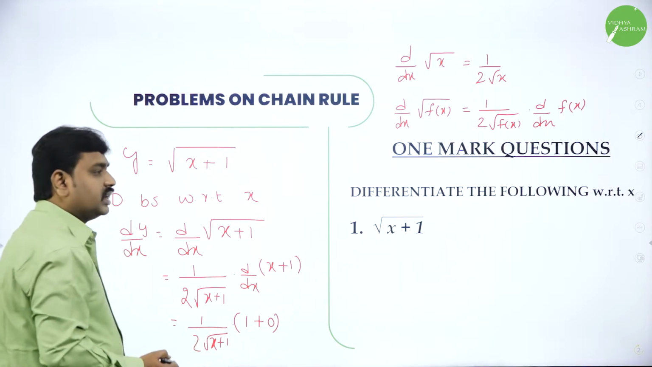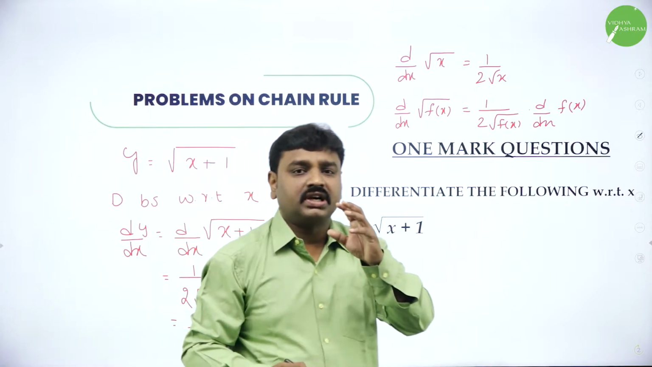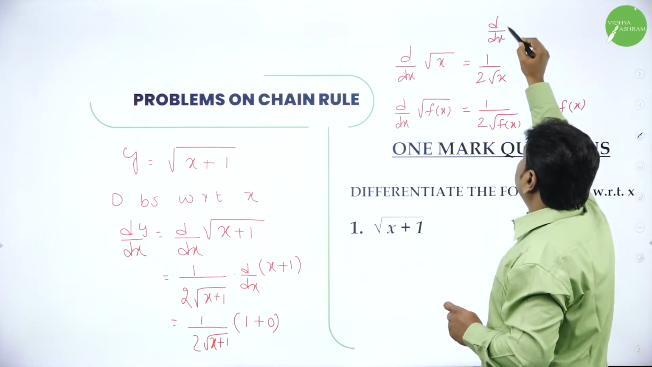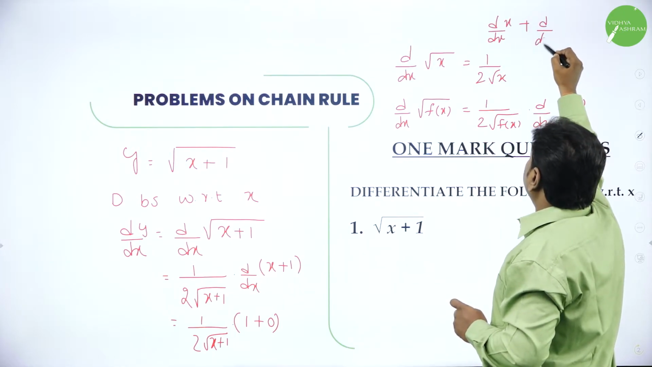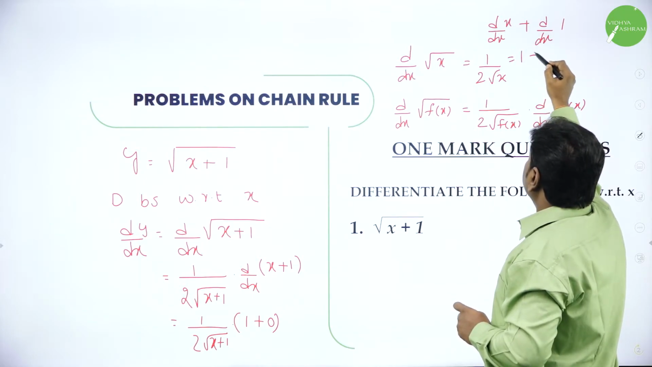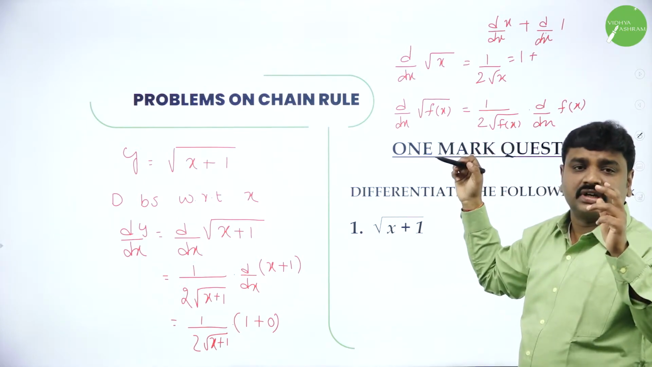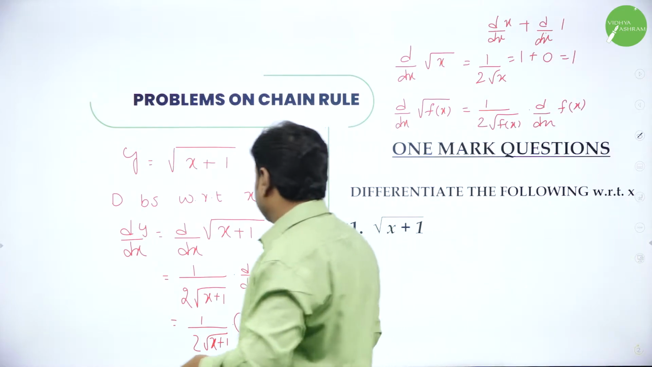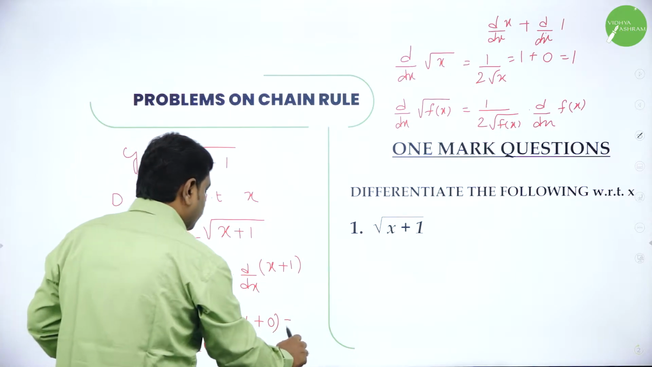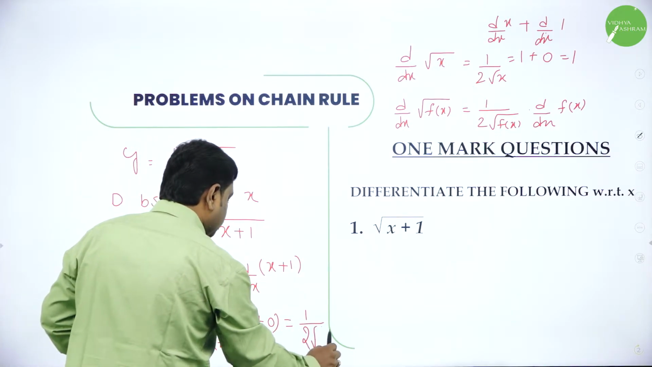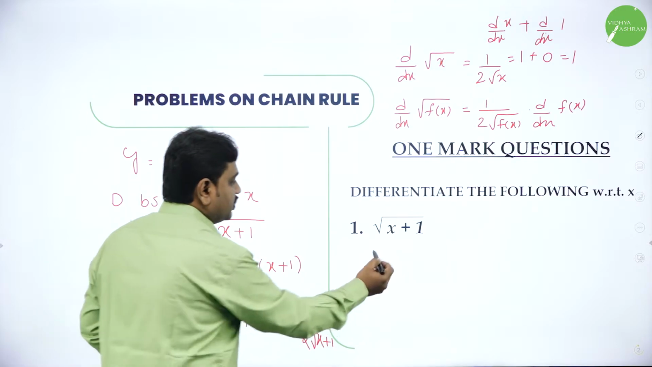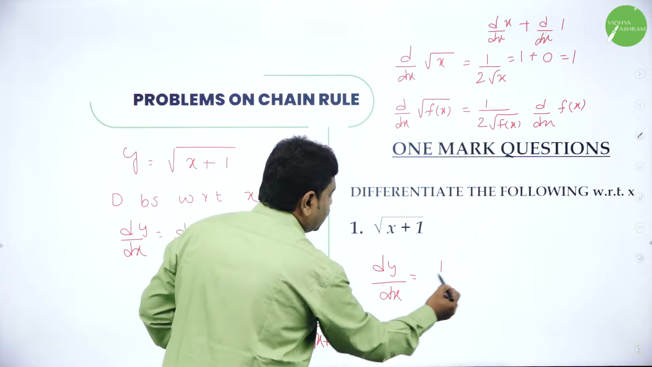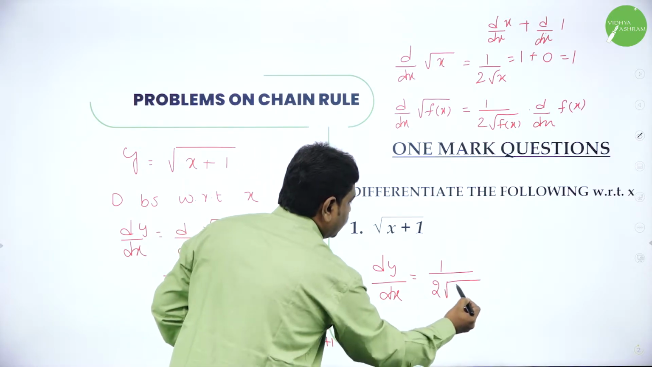All of you know derivative of a number, a constant, is 0. Here d by dx of x is done separately, and d by dx of 1 separately. d by dx of x is 1, and derivative of a constant is 0, so 1 plus 0 becomes 1. So finally we got 1 by 2 root of x plus 1. If you multiply, it will become 1 by 2 root x plus 1. So for this problem, dy by dx is exactly 1 by 2 root x plus 1.